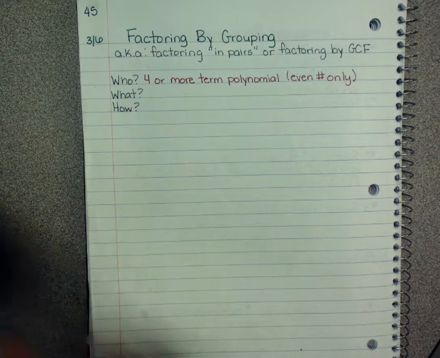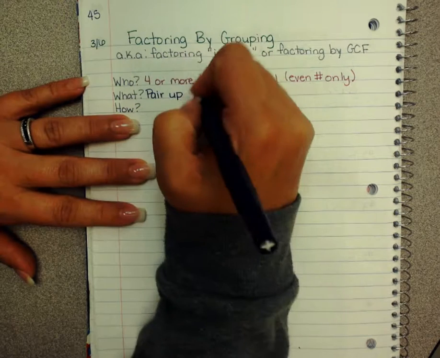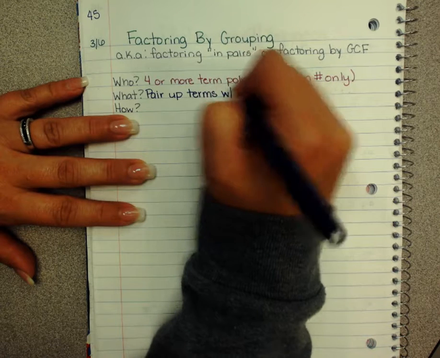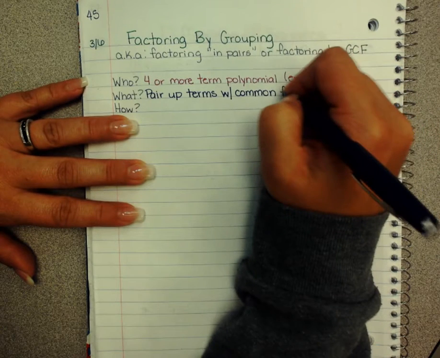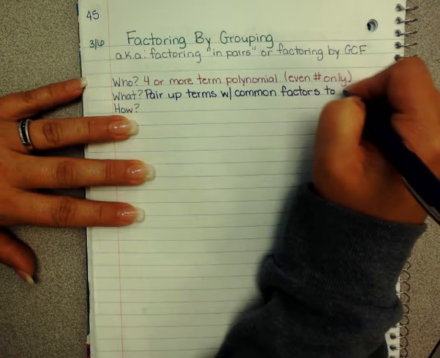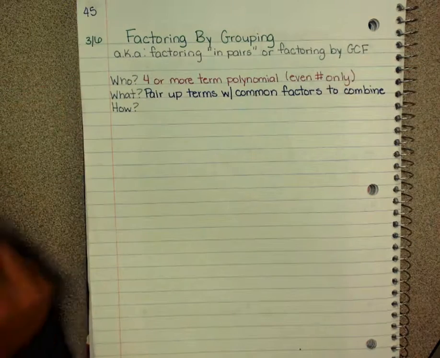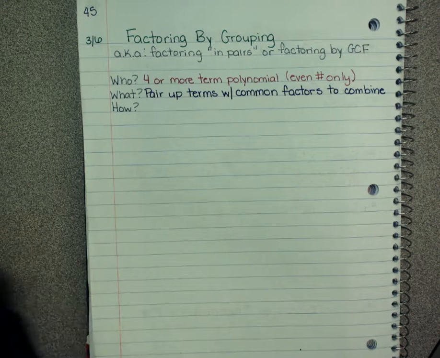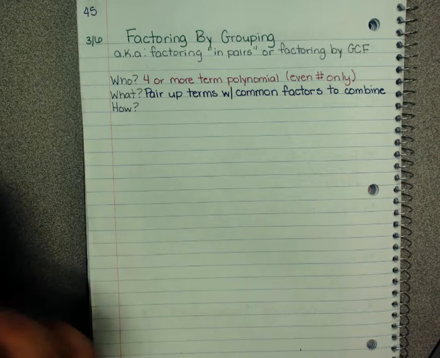The what is to pair up terms with common factors to combine. We want to make sure we have our terms sitting by friends that have a lot in common. If they don't have things in common, we want to move them away from that other term.